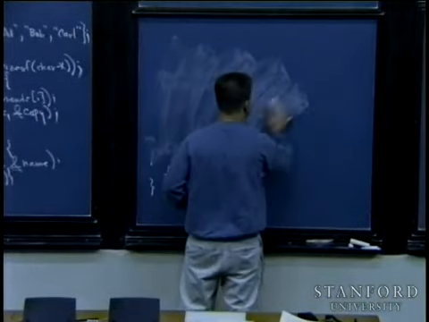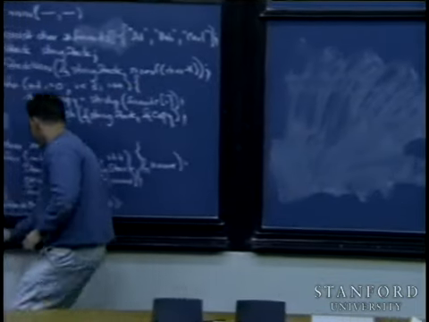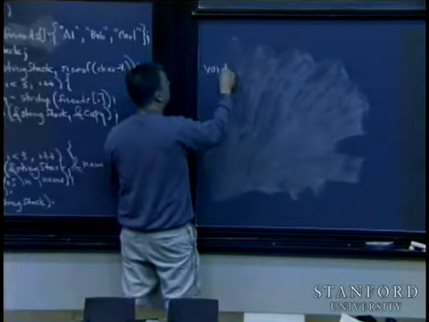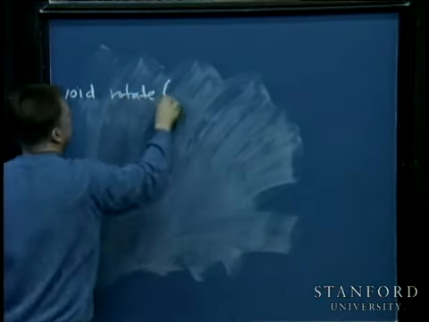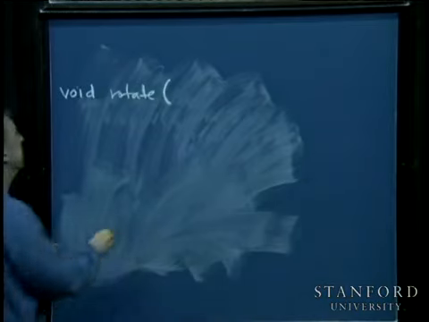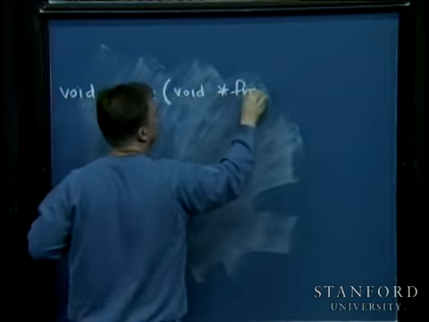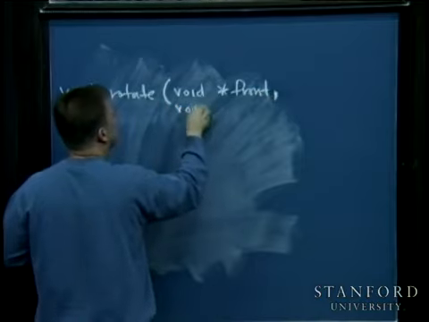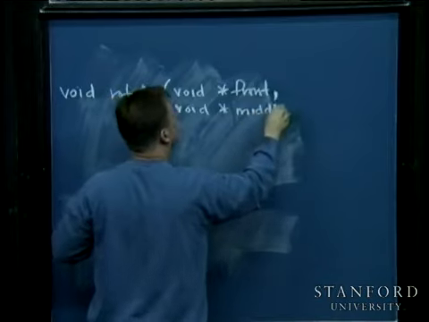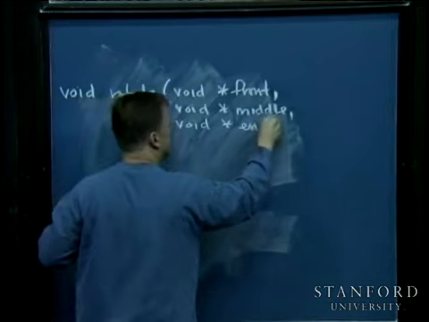I want to write a function that's very similar to swap. I want to write a function called rotate. This actually imitates a function that's provided as part of the STL library, but I'm going to write it in pure C. And I'm going to pass in 3 void stars. Void star, I'll call it front. Void star, I'll call it middle. And void star, I'll call it end.